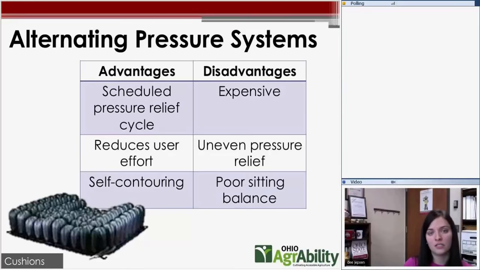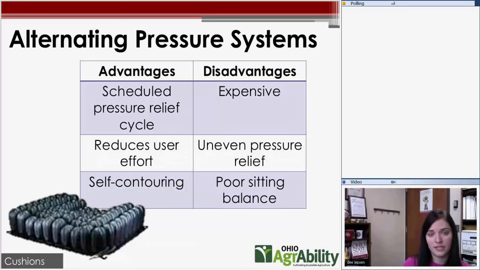Alternating pressure systems, their advantage is they offer a scheduled pressure relief cycle. So a lot of the newer ones will almost have a computer device that will schedule or change the pressure in the cushion based on an everyday cycle of when you're in the chair. So it doesn't require a lot of user effort as far as that goes, and they are self-contouring to each user. They are also pretty expensive.